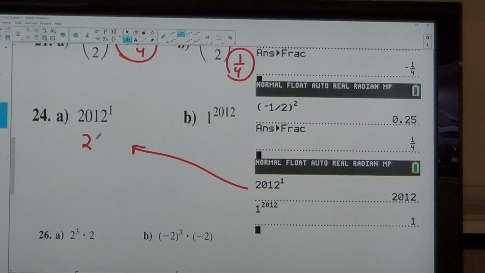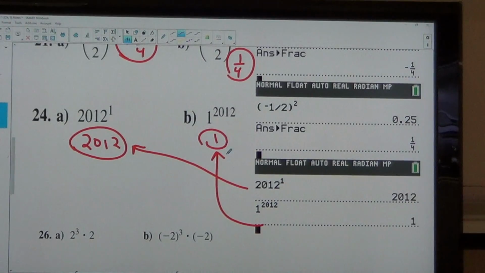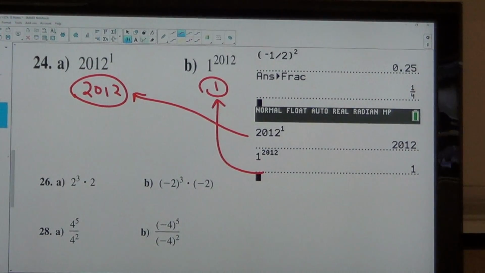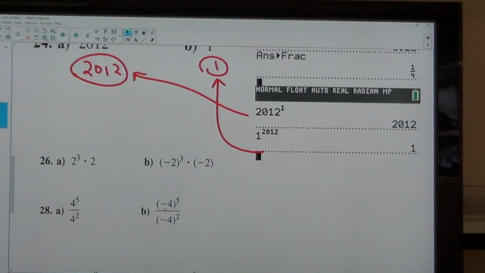So the answer to the first one is 2012. The answer to the second one is 1. Cool? Alright.